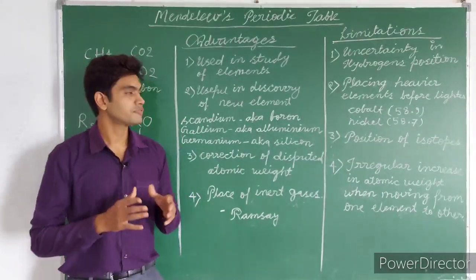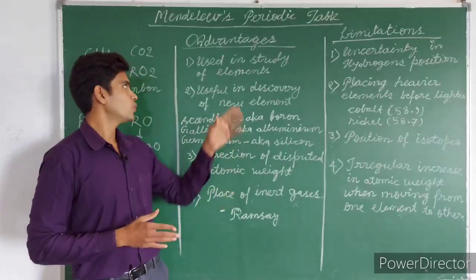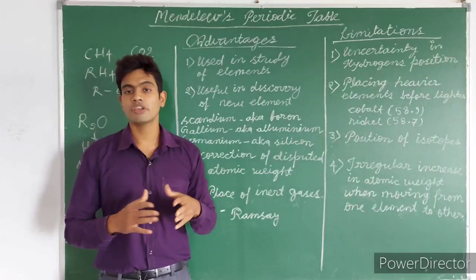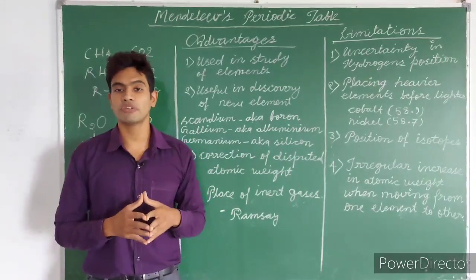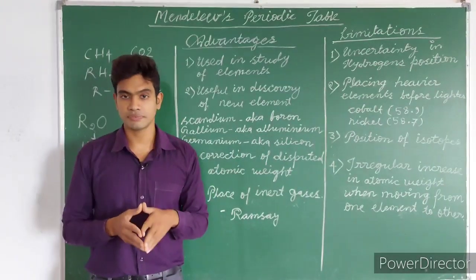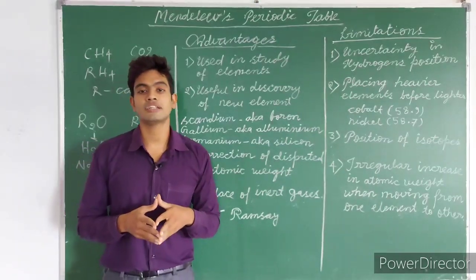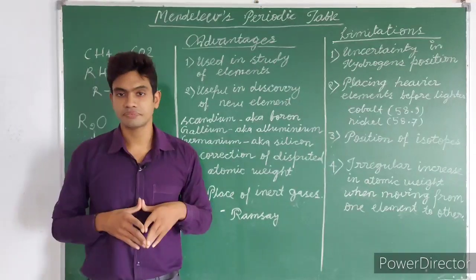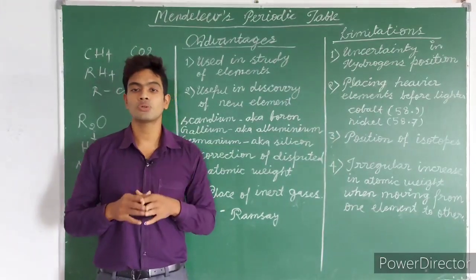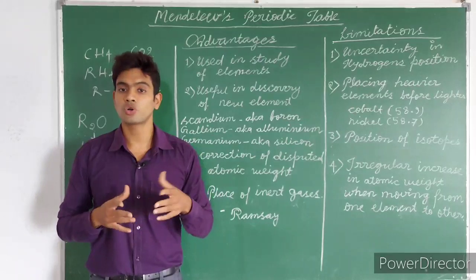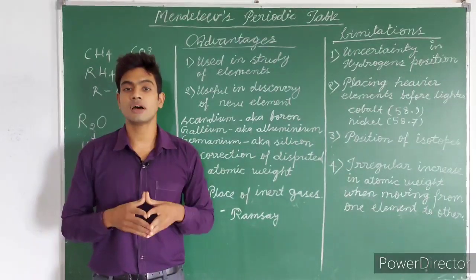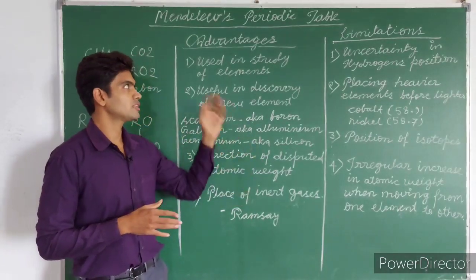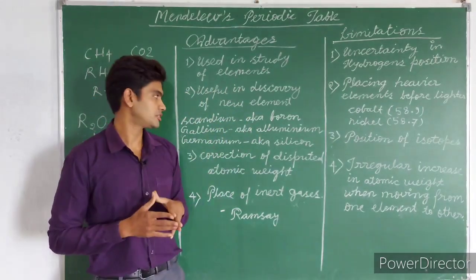Now let's see. The first achievement or the first advantage was that this periodic table was used in the study of elements. We know that periodic changes have been observed in the elements of the same period, and we also know that the elements of the same group, they have the similar properties. Now, if we know the property of one element of a group, we can predict the properties of the other elements of the same group. So, this periodic table was highly useful in the study of elements.